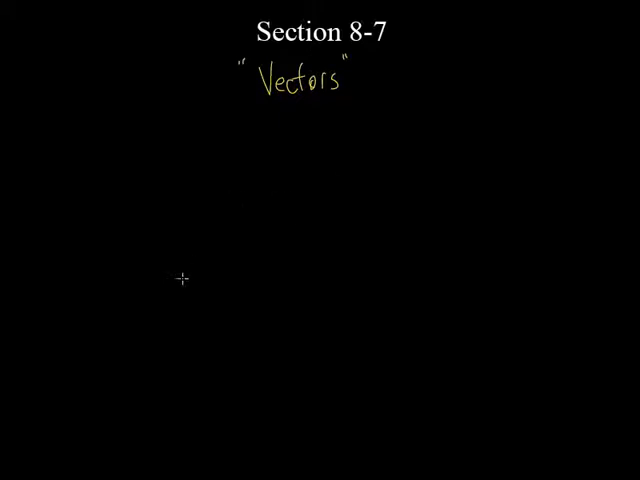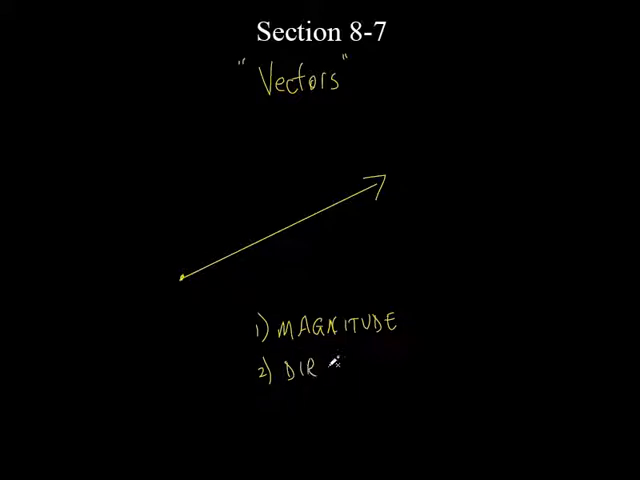Okay, a vector, very simply, it's something that has two things. Let's say it has a starting point right here. Okay, it's got two things. It's got magnitude, okay, and it has direction. For instance, let's write this down first. Magnitude and direction.